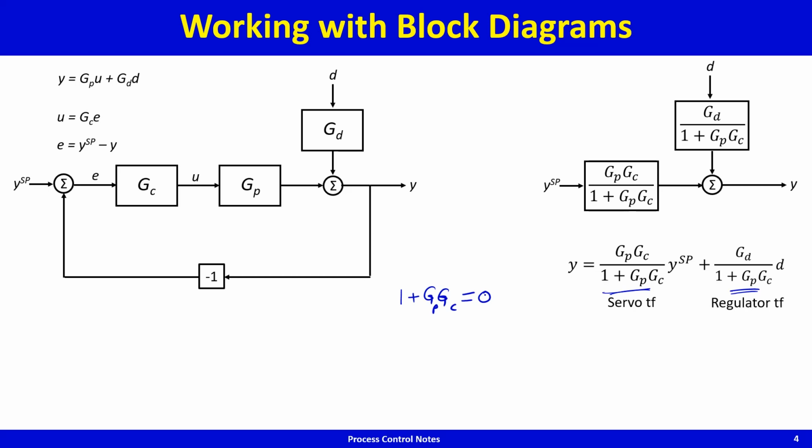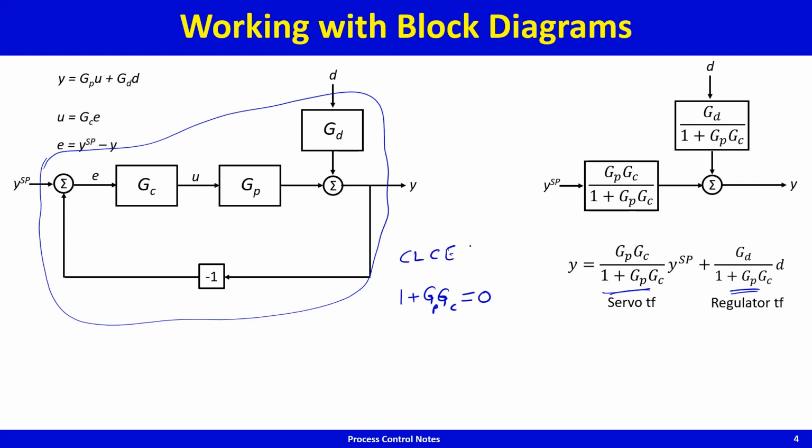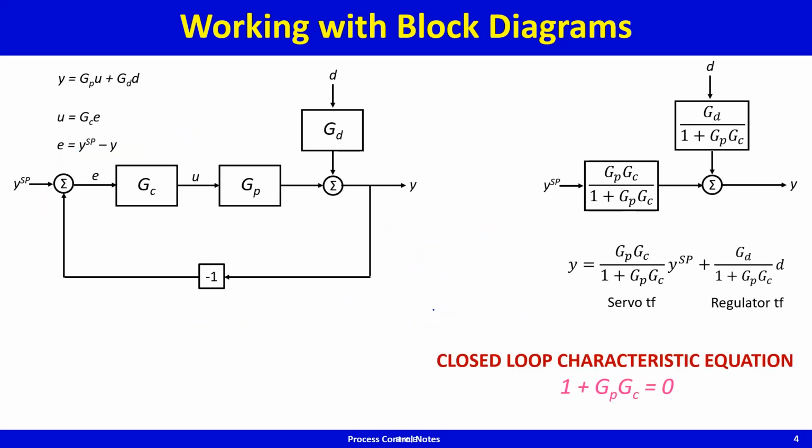What is the system under consideration? The system under consideration is this entire guy with the feedback loop in there. So the closed loop characteristic equation is this guy. The roots of this equation are the roots of the closed loop characteristic equation for the dynamic system in the block diagram shown. Okay, that's the next thing that is important, that needs to be noted, and we'll be working with this a lot subsequently.